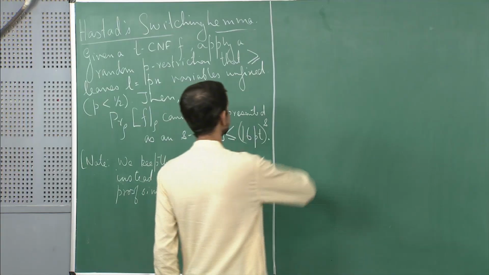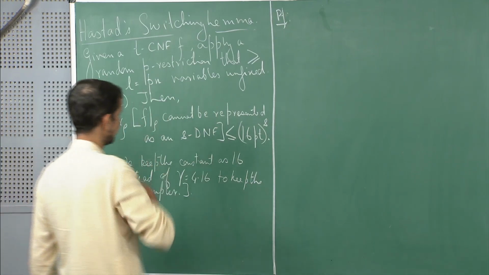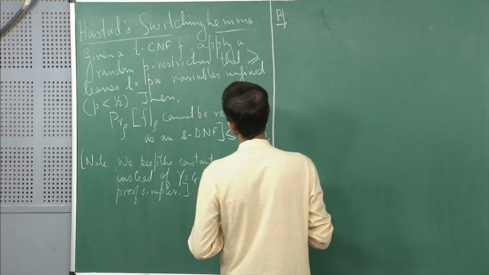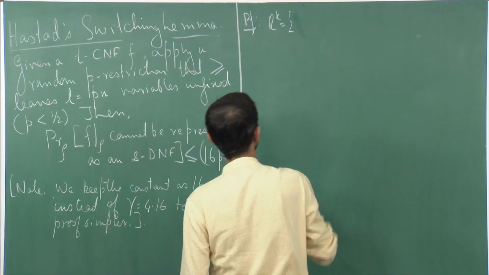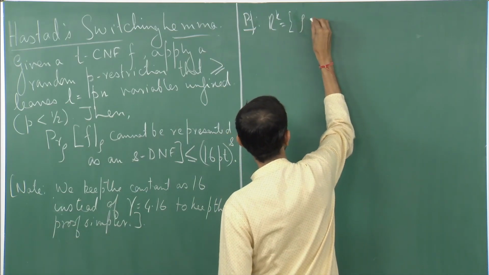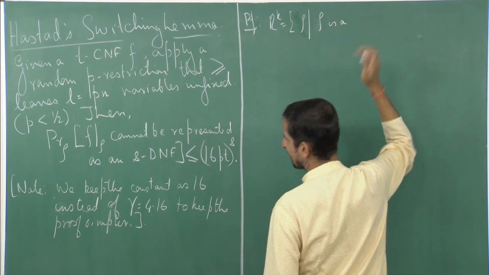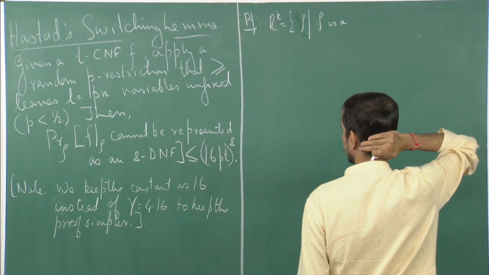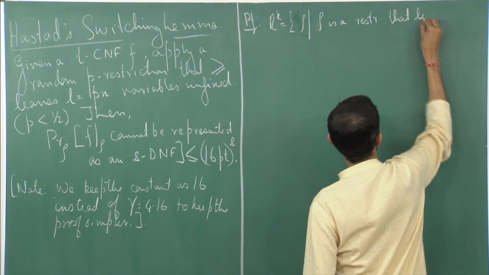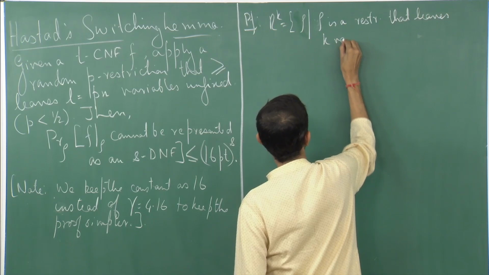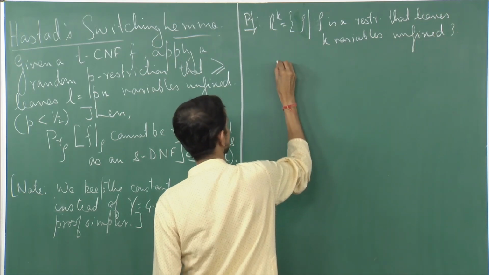Okay. So, let me just establish the notations and the framework of the proof. So, we have L equal to P of n over here already. So, we will define Rk to be the set of all restrictions rho, where rho is a restriction that leaves k variables unfixed.